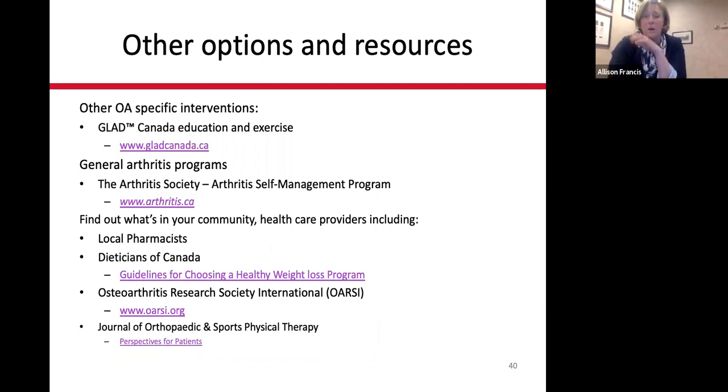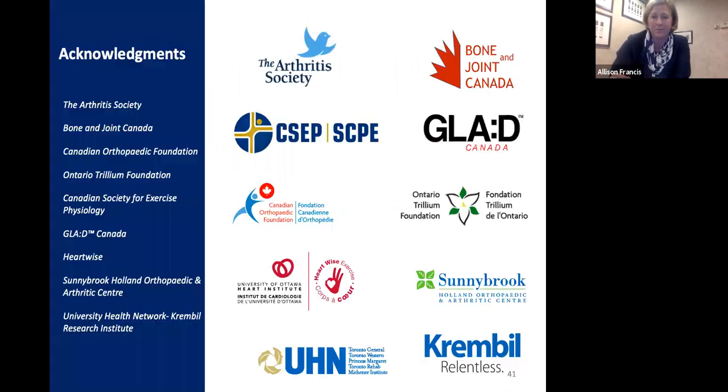But all of the GLAD information is on the GLAD Canada website, and they do an annual report. So if you want to see some of the stuff that's out there, that would be a really good place to go. The Arthritis Society is another good resource. And then the OARSI, the Osteoarthritis Research Society International, they have a lot of the guidelines and the big studies where they've condensed it all down.